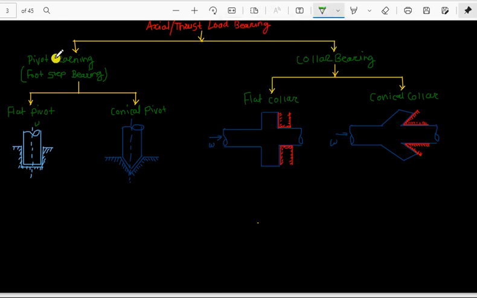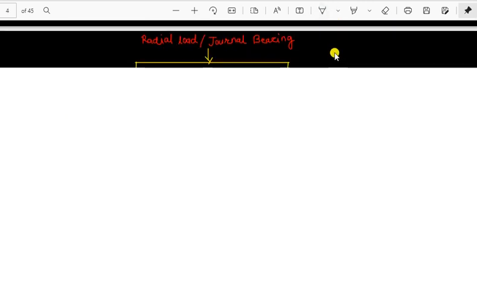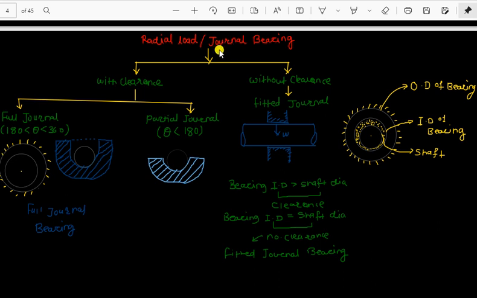Mistakenly I have written it as bearing. It is a bearing, right? Then let us move to the next slide. Radial load bearing or journal bearing. This is the most important, so we'll again study it in detail.